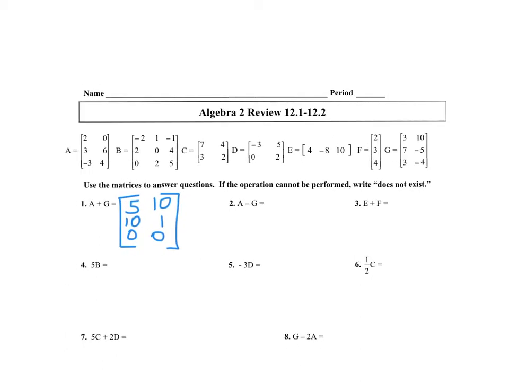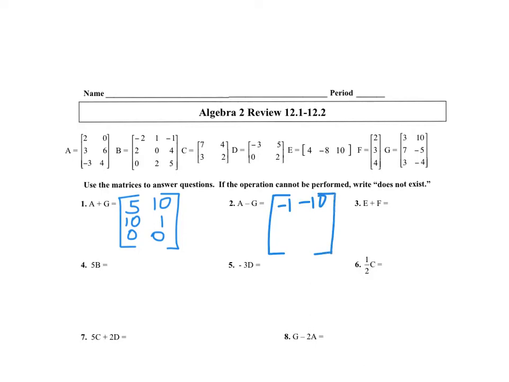You want to try that one real quick? You can do it without a calculator. A minus G. So take everybody in their corresponding spots and subtract them. Now remember, whatever we don't finish here, you're going to have to do for homework. I'm collecting this tomorrow. So 2 minus 3 is negative 1. 0 minus 10 is negative 10.